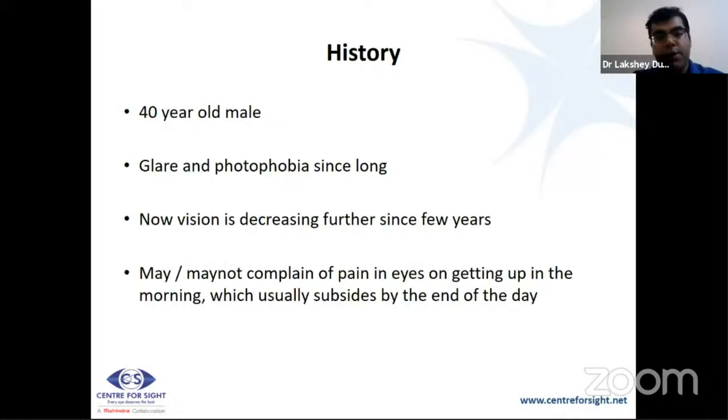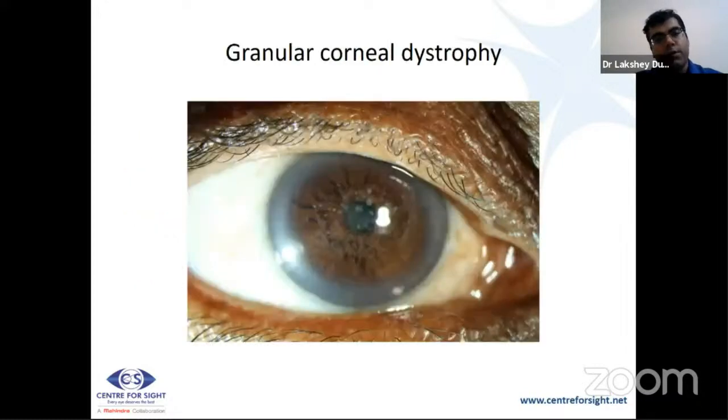A 40-year-old male complaining of glare and photophobia since long. Now the vision has decreased since a few years. He may or may not complain of pain in eyes on getting up in the morning, having recurrent corneal erosions. This suggests granular corneal dystrophy.